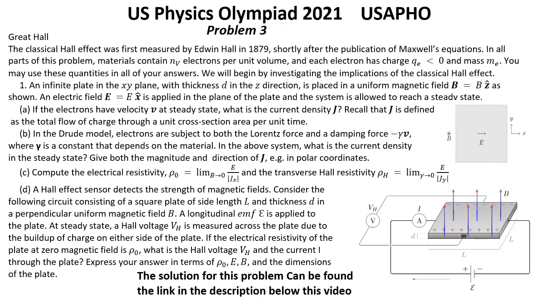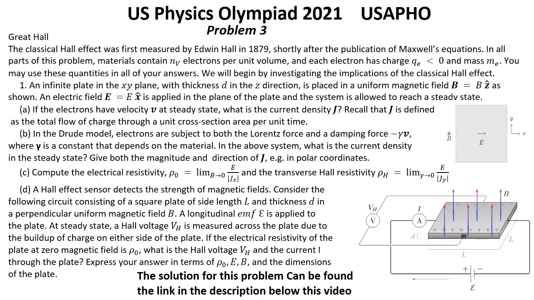Question B. In the Drude model, electrons are subject to both the Lorentz force and damping force negative gamma v, where gamma is a constant that depends on the material. In the above system, what is the current density in the steady state? Give both the magnitude and the direction of J in polar coordinates.